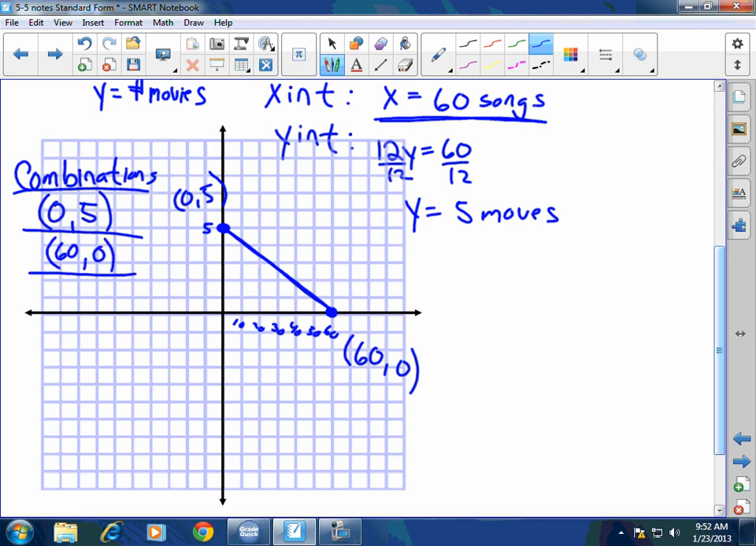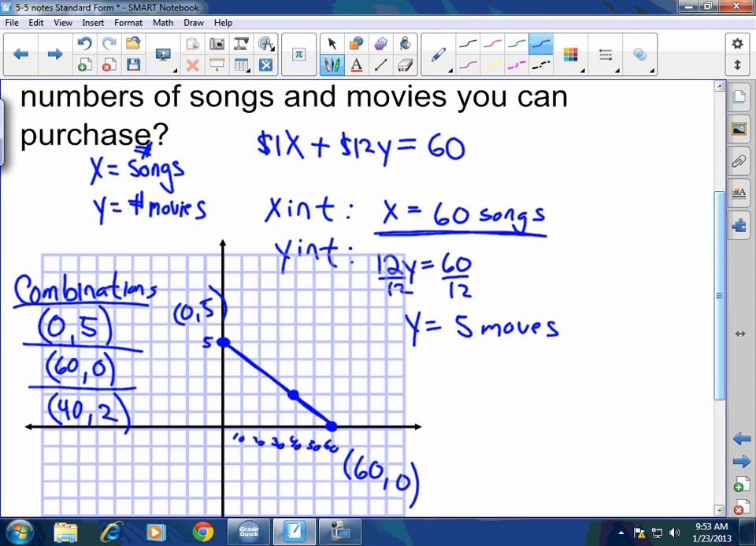And then I like to find perfect points here. For example, you could buy 40 songs and 2 movies. Does that make sense? And if you plug it in, it makes sense. If I buy 40 songs and 2 movies, 40 times 1 is 40, plus 2 times 12 is 24. That's a little bit more than 60, so this isn't a perfect point.